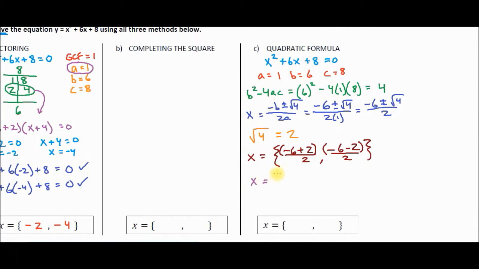And now we can solve this. Put that in your calculator and you will get -6 plus 2 is going to be -4 over 2. That's -2. And -6 minus 2 is -8 over 2, which is -4. And we end up with the same answers. So far, so good, class.